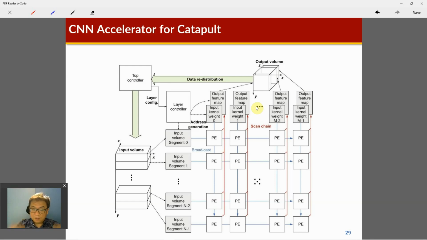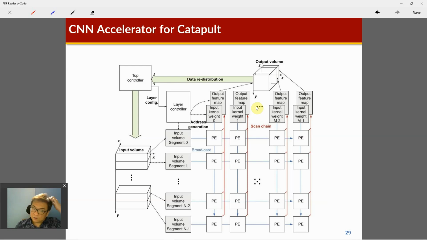Also, the power. FPGA will consume more power. FPGA is not power efficient compared to the ASIC. But what is the advantage of FPGA? It's programmable, so we can modify the hardware inside of FPGA if required.